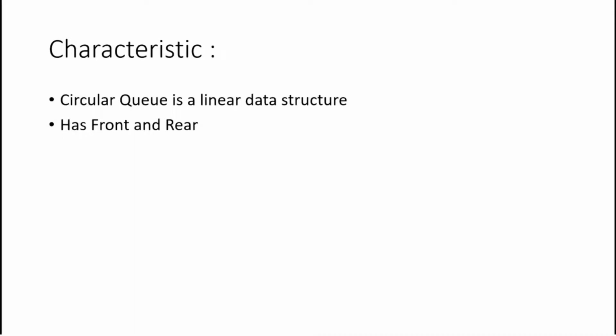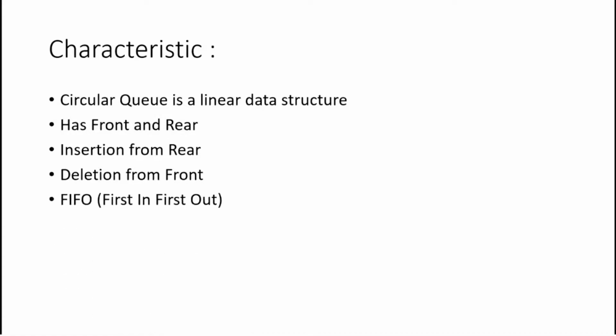There are some characteristics of a circular queue. A circular queue is a linear data structure, has front and rear, insertion from rear, deletion from front, FIFO or first in, first out.